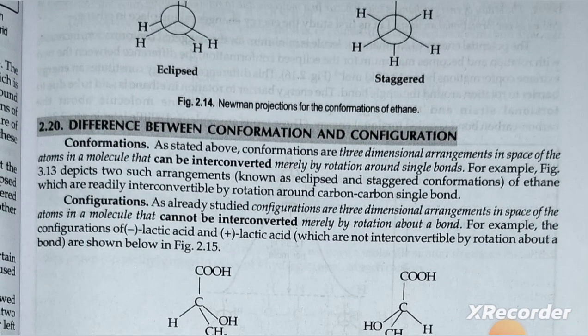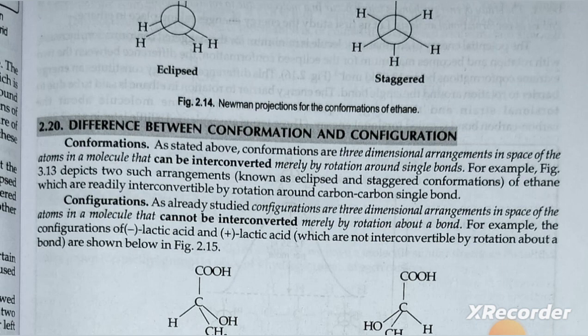First is conformation. As stated above, conformations are three-dimensional arrangements in space of atoms in a molecule that can be interconverted merely by rotation around a single bond. For example, figure 3.13 depicts two such arrangements, known as eclipsed and staggered conformations of ethane, which are readily interconvertible by rotation around the carbon-carbon single bond.